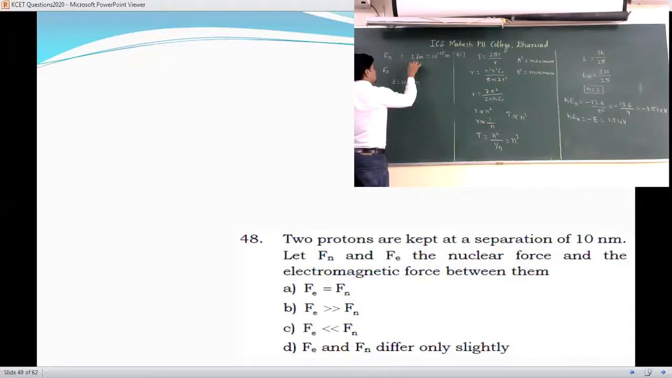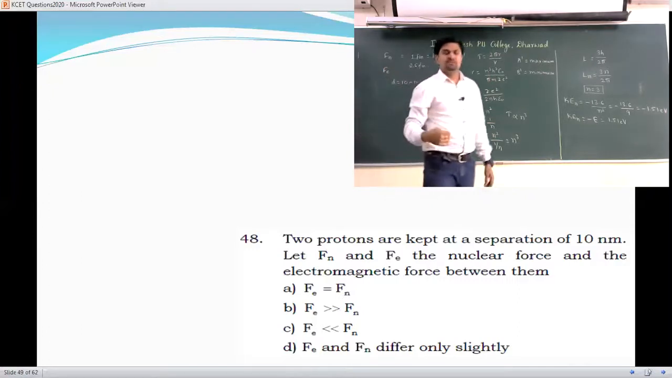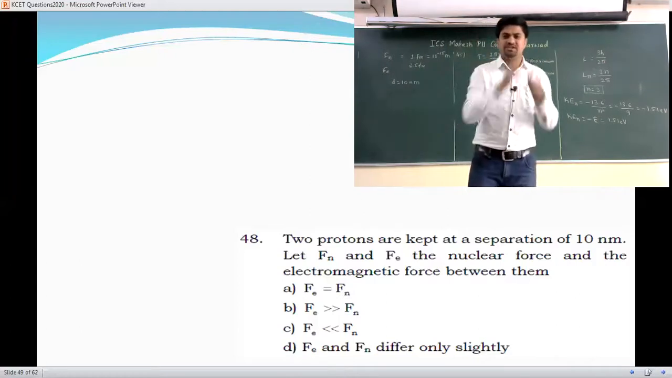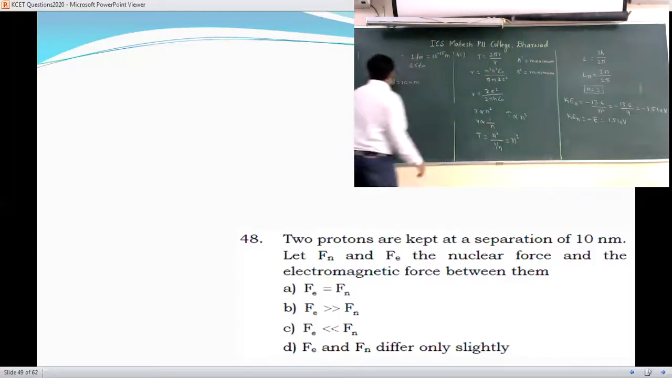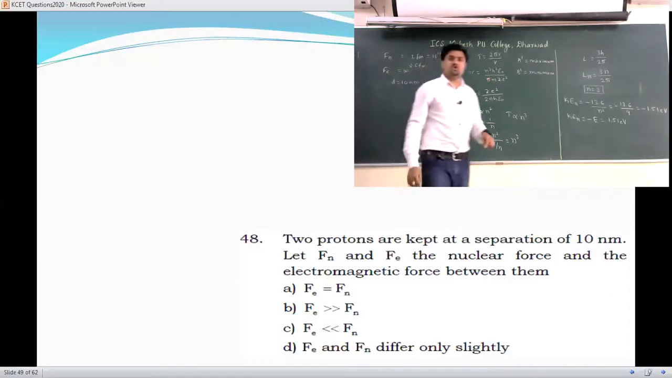If you come to a distance of 2.5 FM, its value keeps decreasing, meaning it will become minimum. That much of a short range force it is. But if you come to the electromagnetic force, its range is infinity. It is a very strong force.